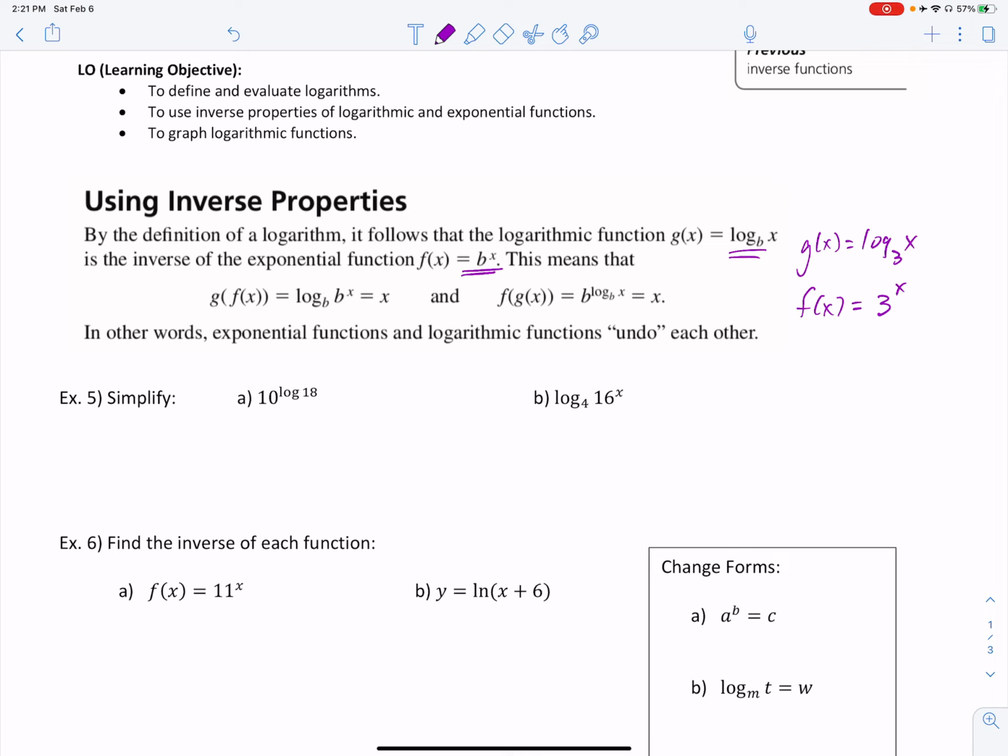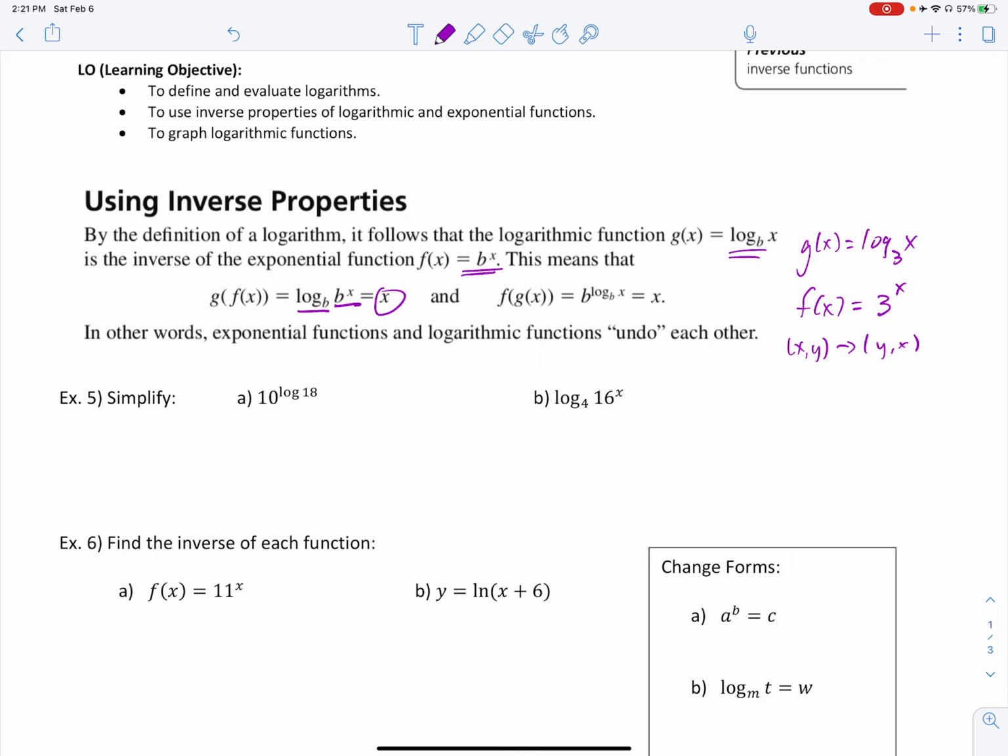So remember, when you have inverse functions, the points x, y switch. And so if you have x, y on the logarithmic function, y, x is on the exponential. All right, so they undo each other. So right here, I have log base b of b to the x. You're taking the log of base b, but you have the exponential of b to the x. And so that output is just x.